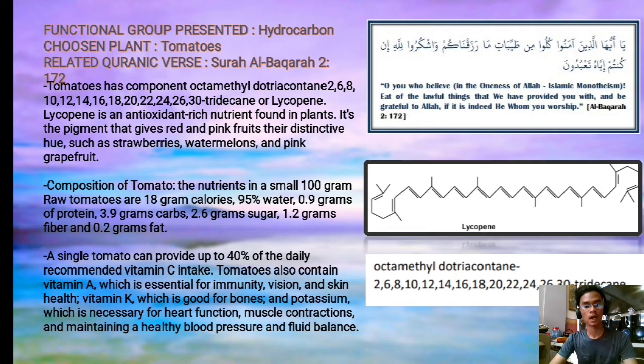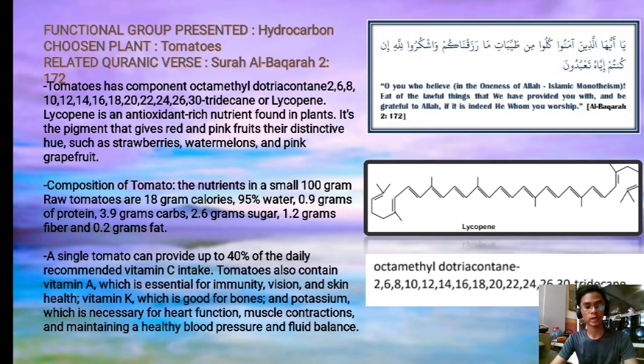Tomatoes have a component, octamethyl, containing 2, 6, 8, 10, 12, 14, 16, 18, 20, 22, 24, 26, 30 tridecane, or the general name is lycopene. Lycopene is an antioxidant-rich nutrient found in plants. It is the pigment that gives red and pink fruits their distinctive hue, such as strawberries, watermelons, and pink grapefruit.